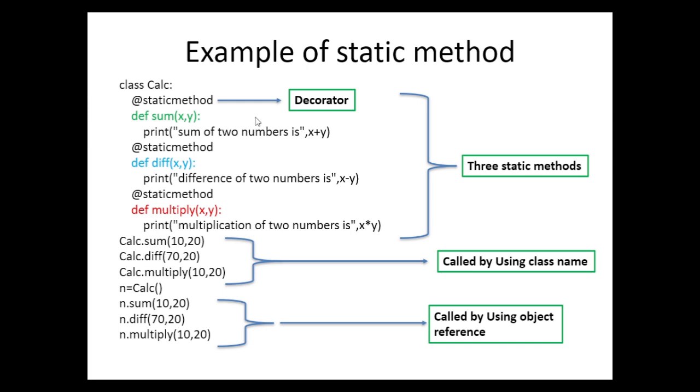Here we can call these methods either by using the class name or by using the object reference. Here we have called these three methods by using the class name, and here we have called these three by using the object reference. Here the decorator used is staticmethod. This decorator shows that this method is going to be static.